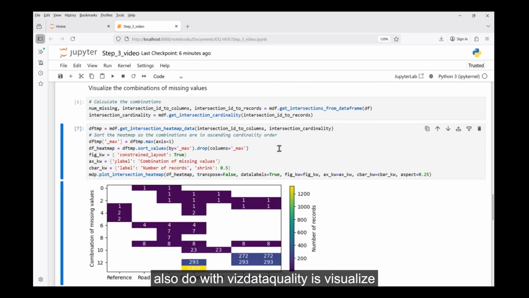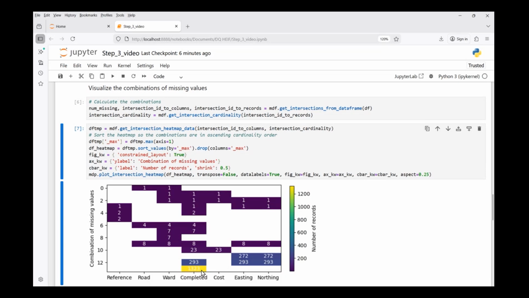What we can also do with Viz Data Quality is visualize the different combinations of variables that are missing together. And we're doing this in the form of a heat map. So looking at easting and northing, first of all, we can see that though they appear in different combinations, they are always missing together. So our assumption that if one was missing, the other was missing is in fact correct. Although the most common combination is actually when just the completed variable is missing.